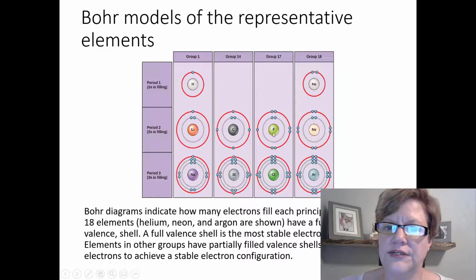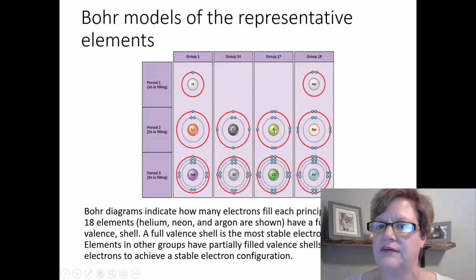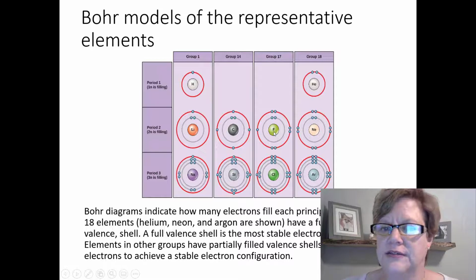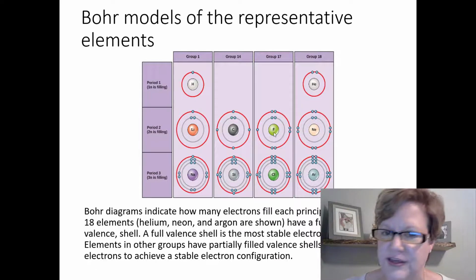But fluorine is not stable because it has 2 in the first shell, but it only has 7 in the second shell. So it would need to get 1 more in order to fill its second shell and be stable. So the way fluorine is going to behave in the world is in some way to try to get 1 more electron. So fluorine is out to get another electron. That's its goal, if you want to think about it that way. Fluorine doesn't have a brain, but if it did, it would be thinking, I need to get another electron.